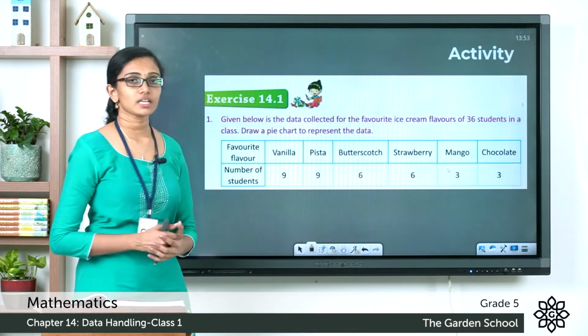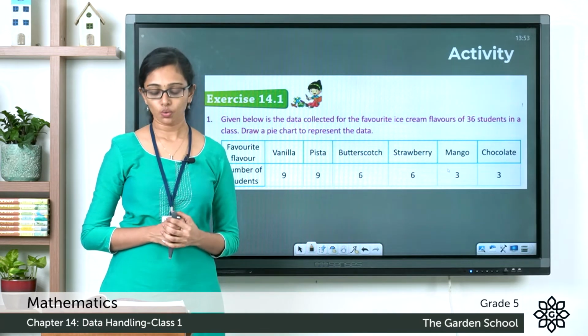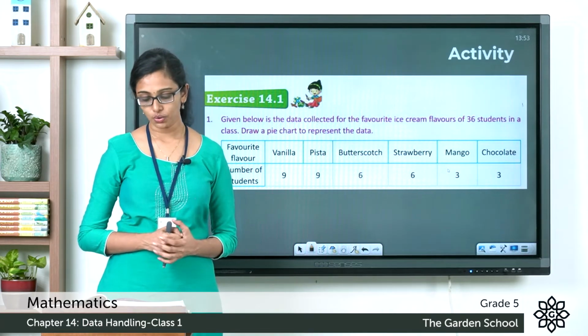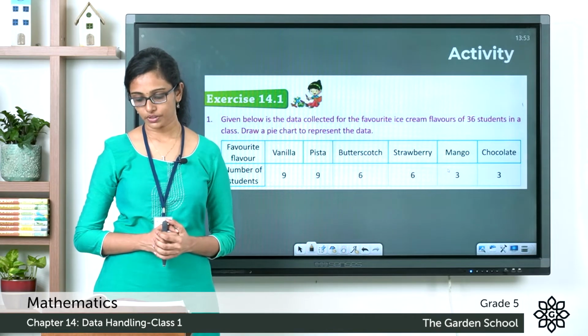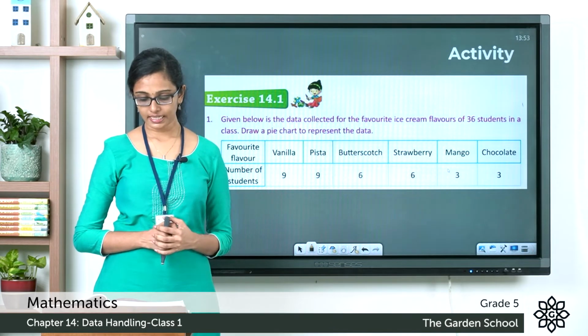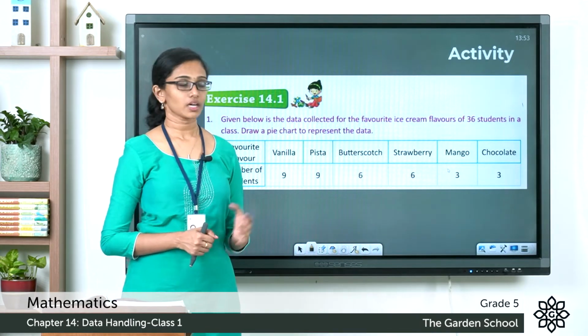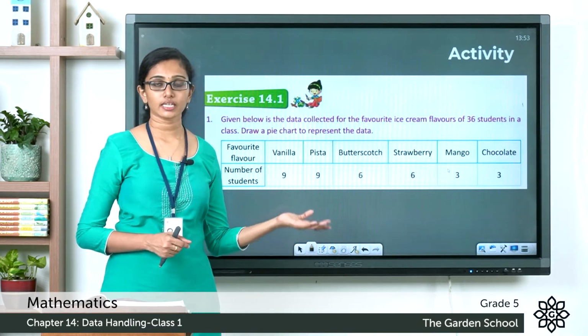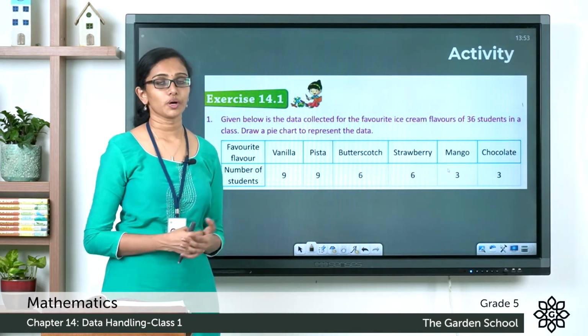Now, this is a question from exercise 14.1, which is on page number 201. Let me read the question to you. Given below is the data collected for the favorite ice cream flavors of 36 students in a class. Draw a pie chart to represent the data. So now we have seen what a pie chart is and how to read data from a pie chart. Now let's see how we can draw one.